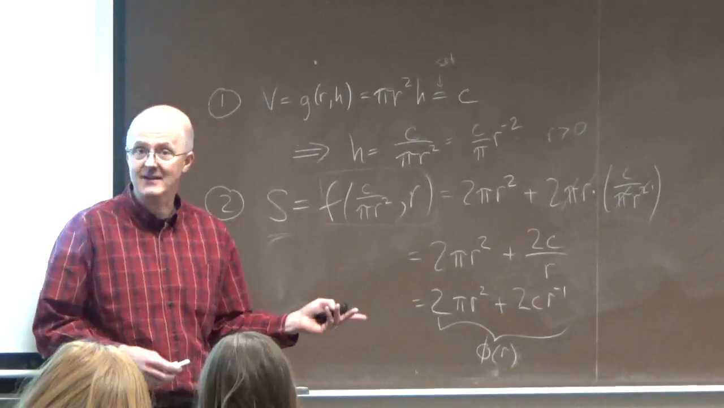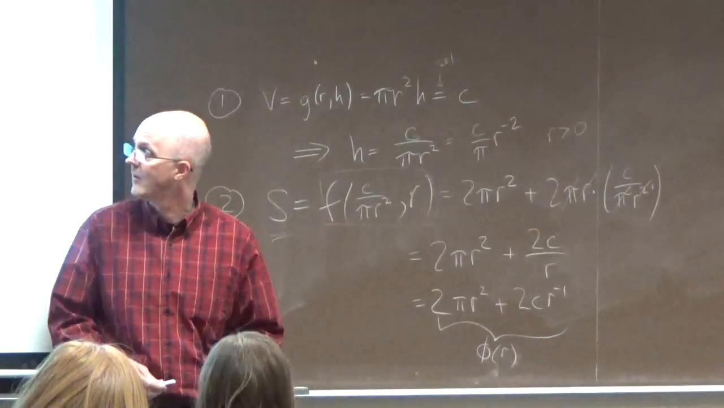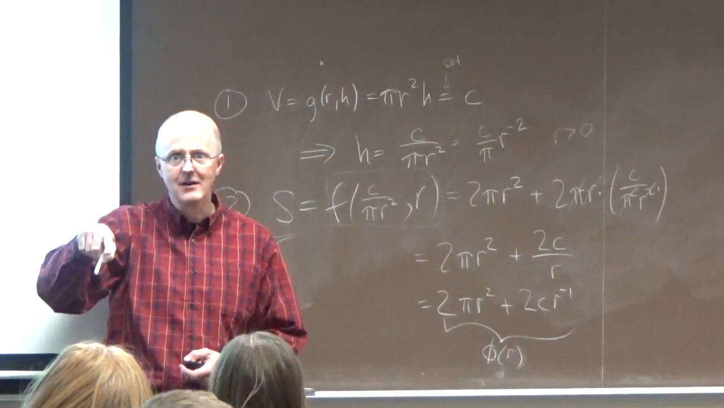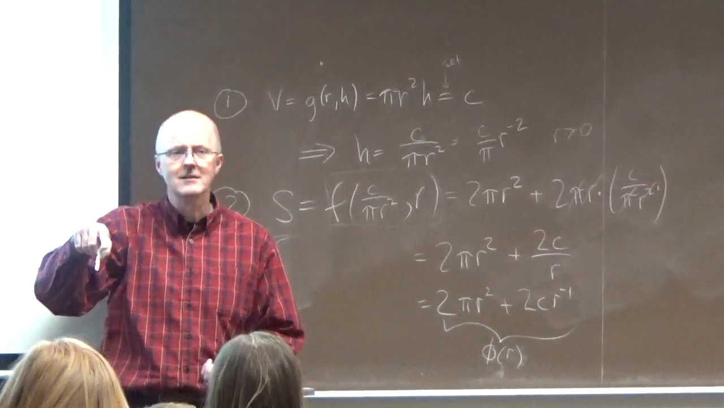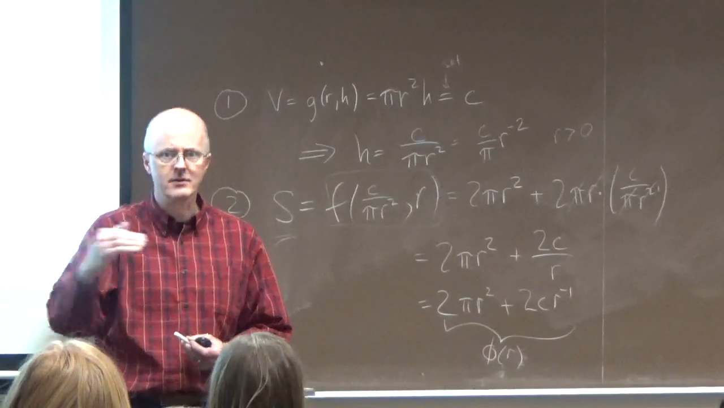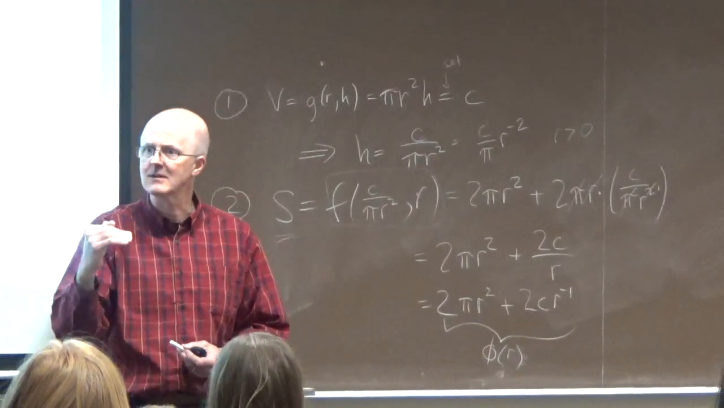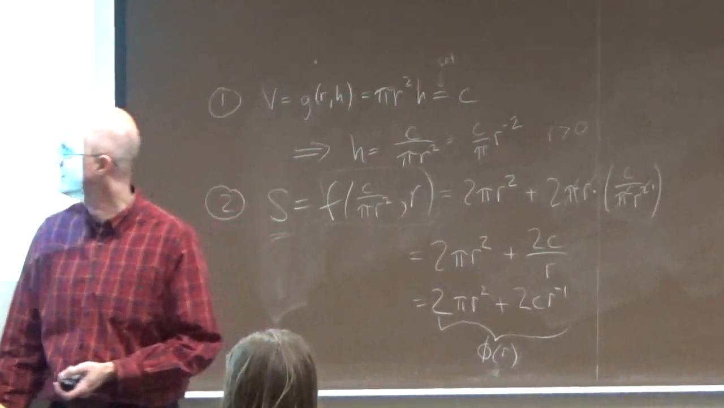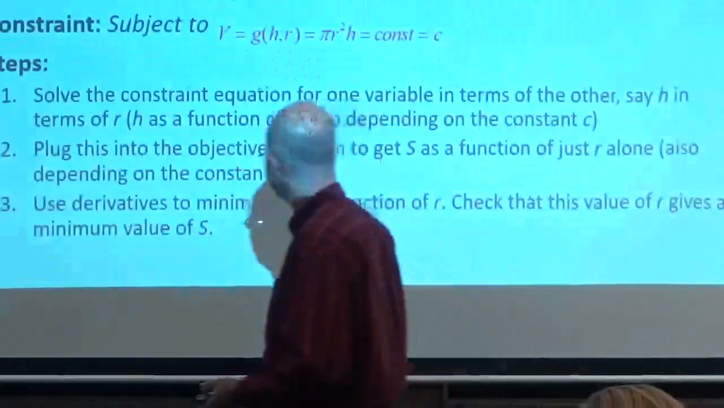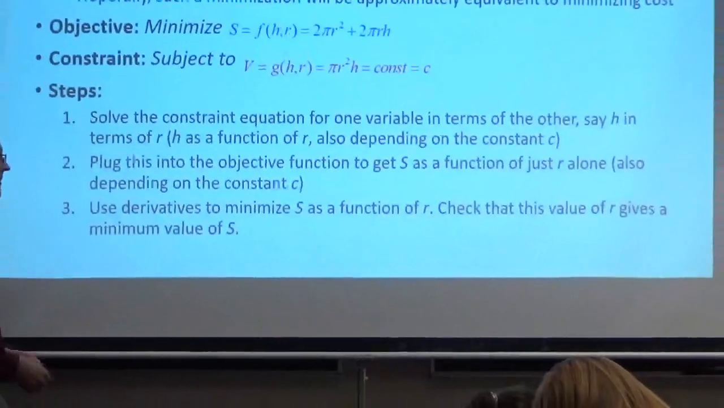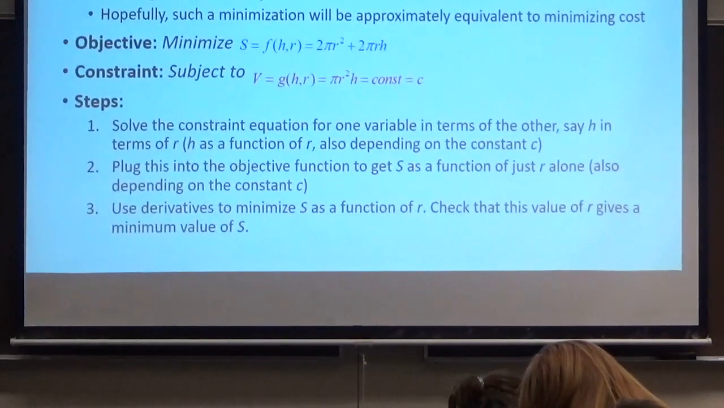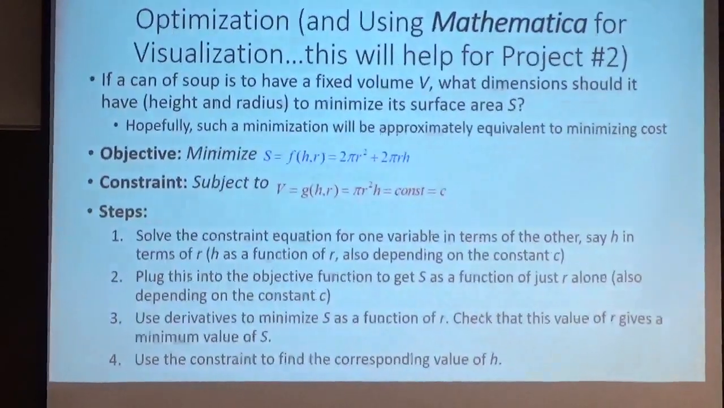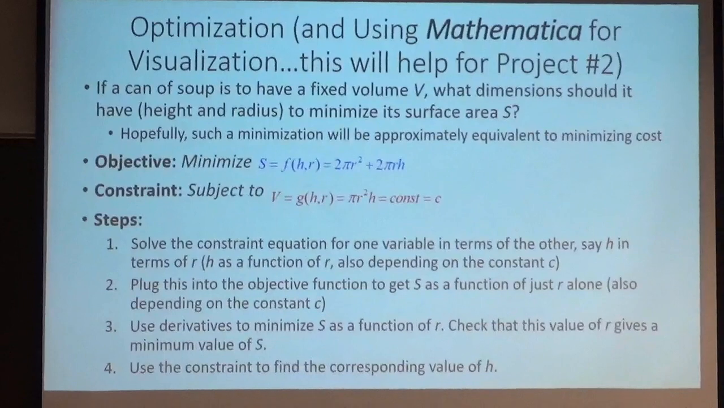I could graph that as a function of r, and hope that graph has a minimum, a low point. How should I find it? A low point's going to occur where the derivative is 0, the tangent is horizontal. So I should probably take the derivative of that and figure out where it's 0. Yeah, use derivatives to minimize s as a function of r, and check that you really do get a minimum value of s. Then use the constraint equation to find the corresponding value of h.